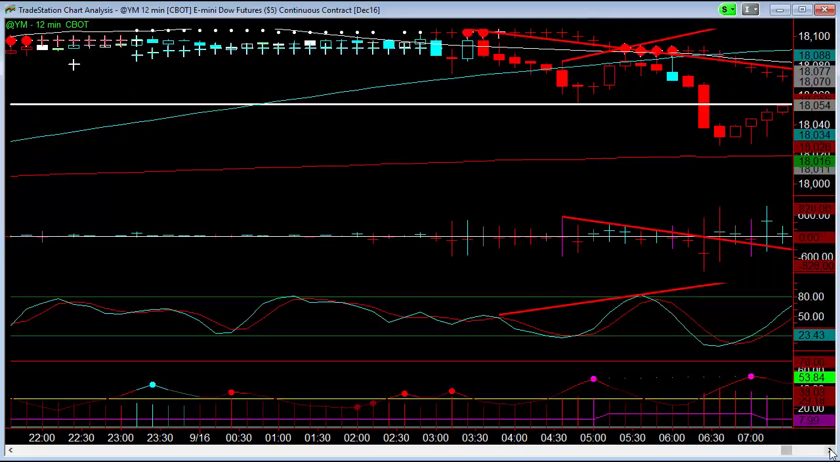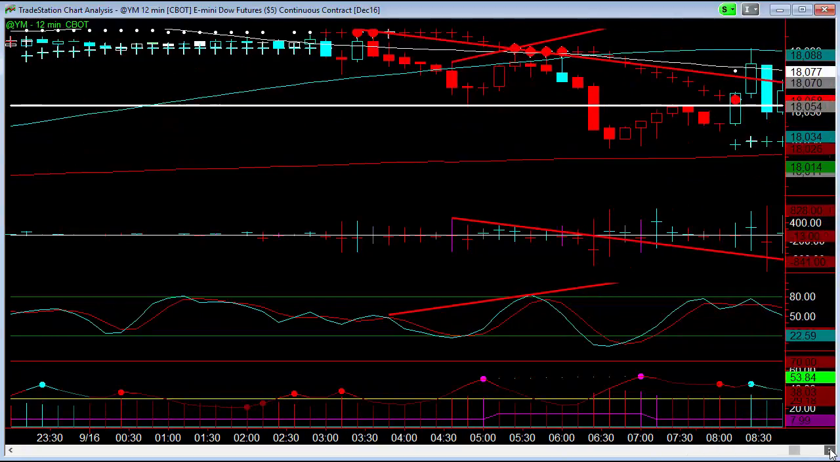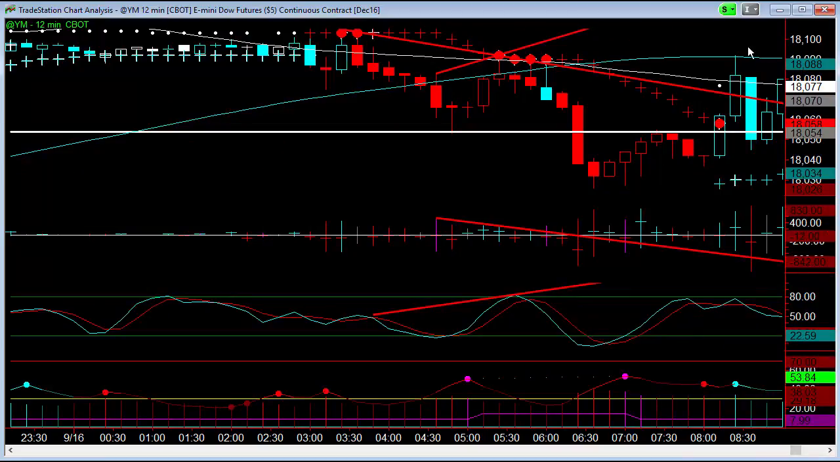Now, anytime it does break the pivot line, it will usually come back and retest. Same thing applies to the moving averages. So it tested the moving averages here, came back to retest it over here. Now, when it comes back to retest it over here, you can see that we made almost an equal high.